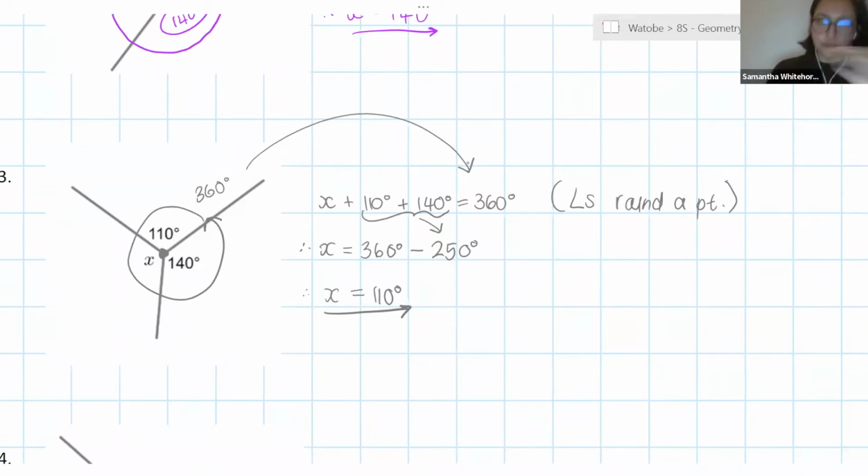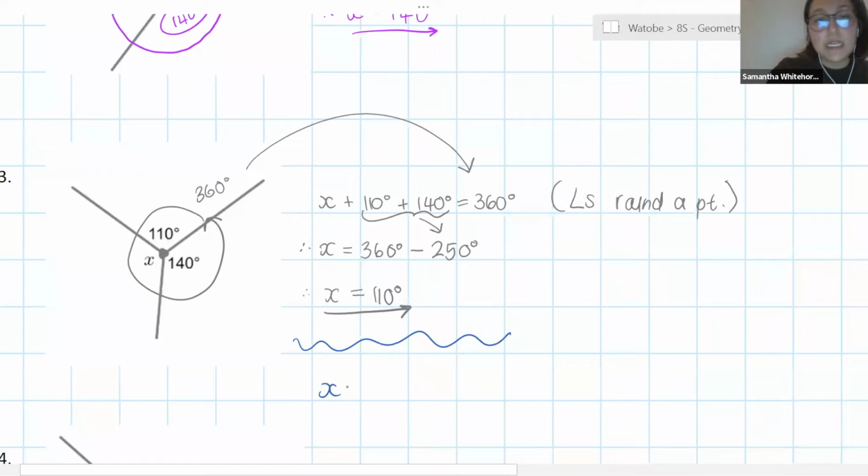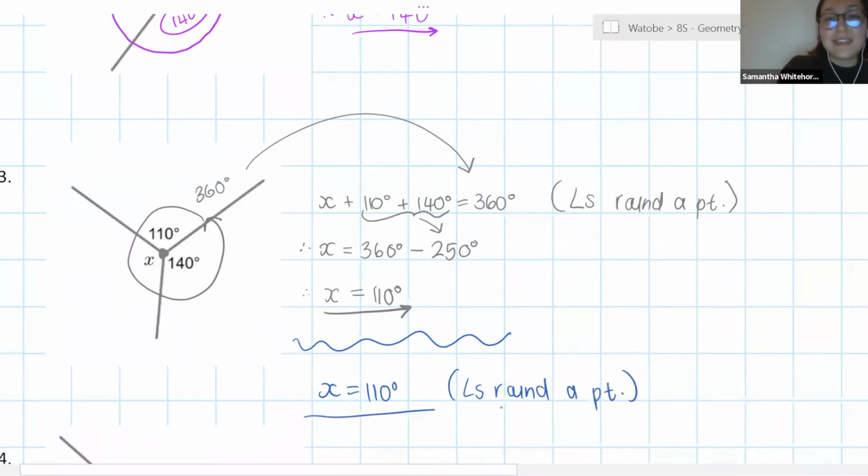Now, guys, if you look at a question like this and you can do all that maths in your head, you are more than welcome to write x is equal to 110. So go straight to your answer. Just then remember to still write your reason. Just because you're writing just the answer doesn't mean that we can miss out the reason. So that is absolutely fine as your final answer.